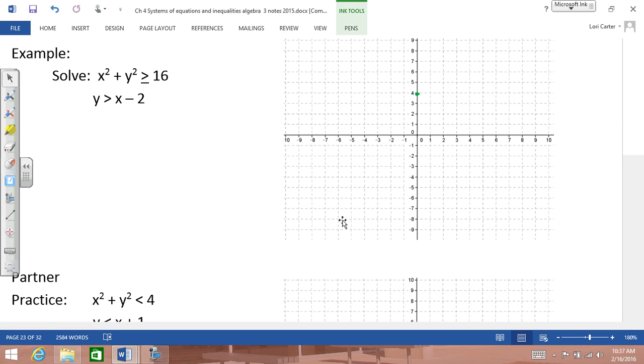Okay, so we got x squared plus y squared. How do we know it's a circle? What are your clues? It has an x squared and a y squared, addition, and both coefficients are the same. Why is this one easy? What's the center? 0, 0.